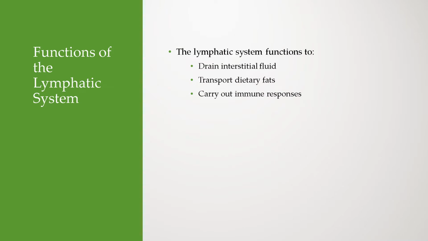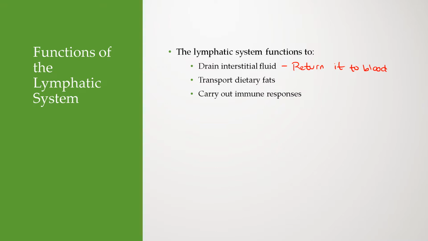The lymphatic system has three primary functions. The first one is that it drains excess interstitial fluid. So lymphatic vessels will drain excess interstitial fluid from tissue spaces and return it to the blood. This function really closely links it with the cardiovascular system. In fact, without this function, the maintenance of circulating blood volume would really not be possible.